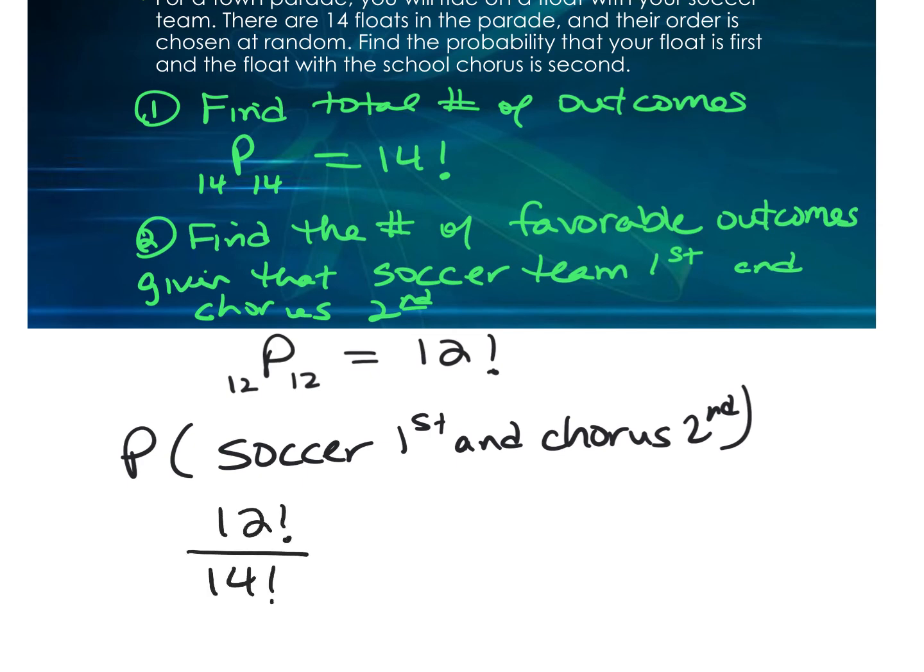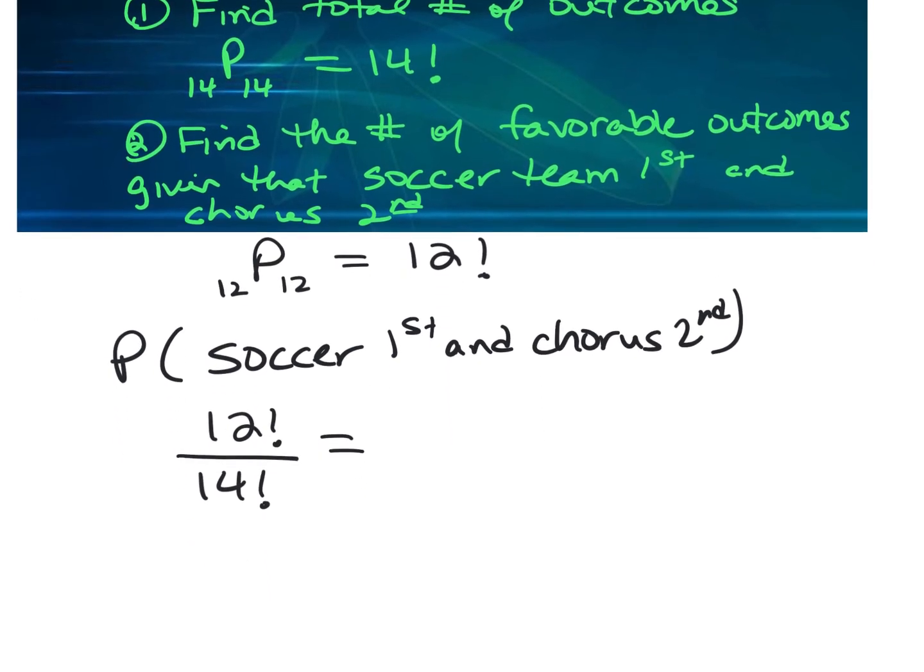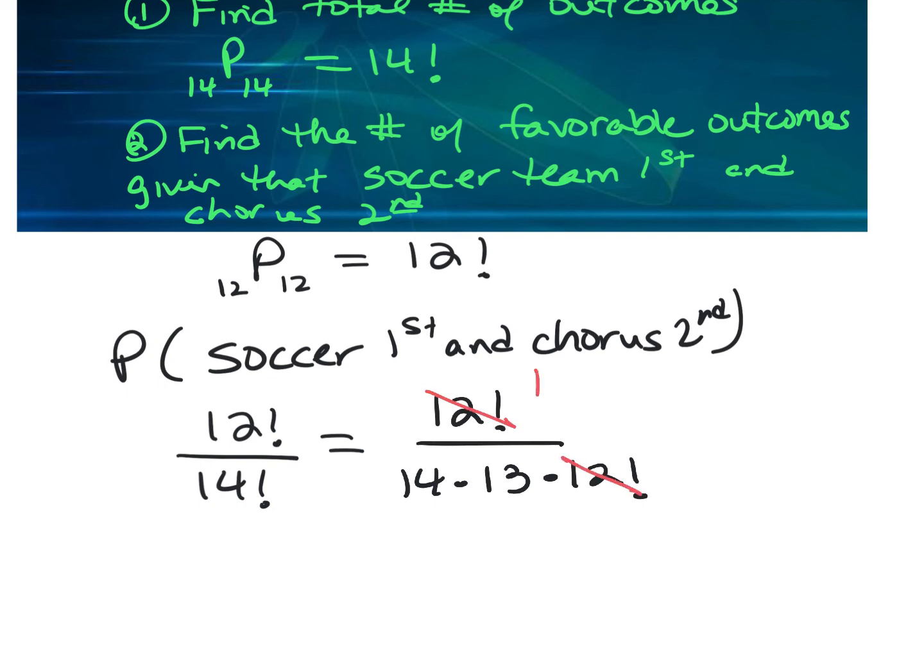favorable over total. Now, I'm going to go ahead and expand it. I'm not going to write all the numbers. I'm going to leave the 12 factorial. And then the bottom, I'm going to do 14 times 13 times 12. And then I stop there because it matches with the top. This becomes a 1. This becomes a 1. 14 times 13 is 182. So the probability that the soccer team is the first float and the chorus is the second float is 1 over 182.